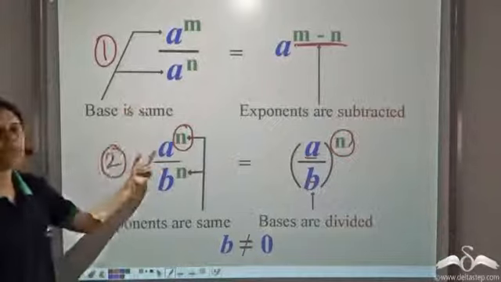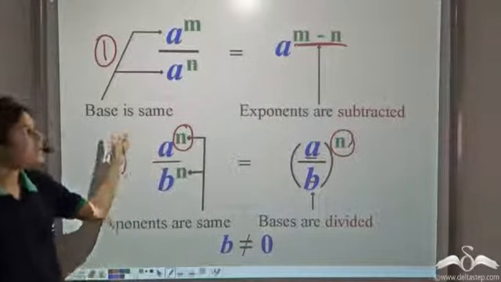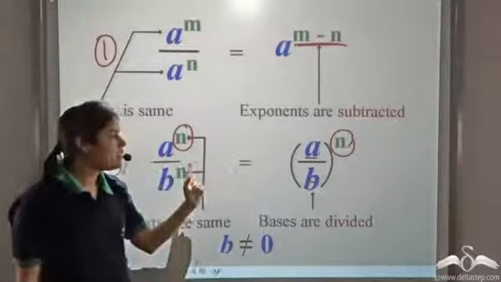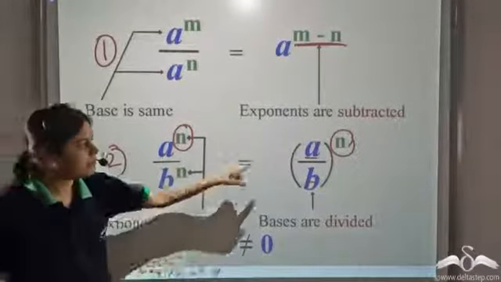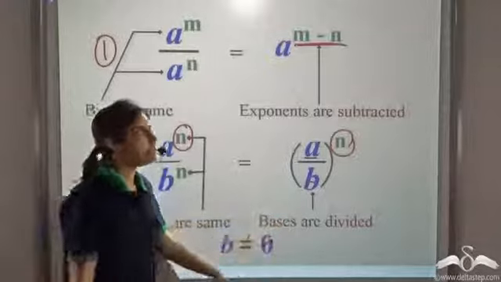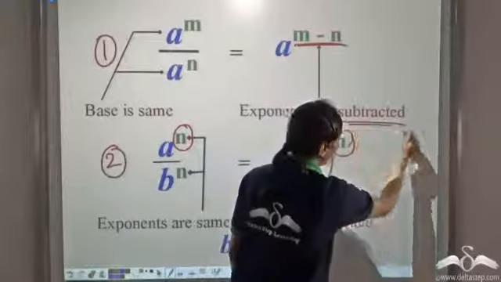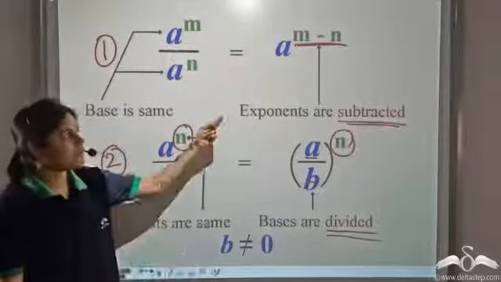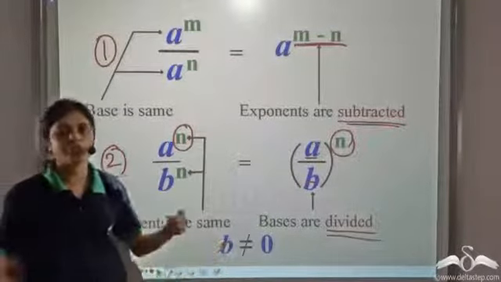So if two exponential numbers are divided, if the bases are same, the exponents will be subtracted. If the exponents are the same, the bases are divided. So do not confuse between these two cases. Just remember when you need to subtract and when you need to divide.